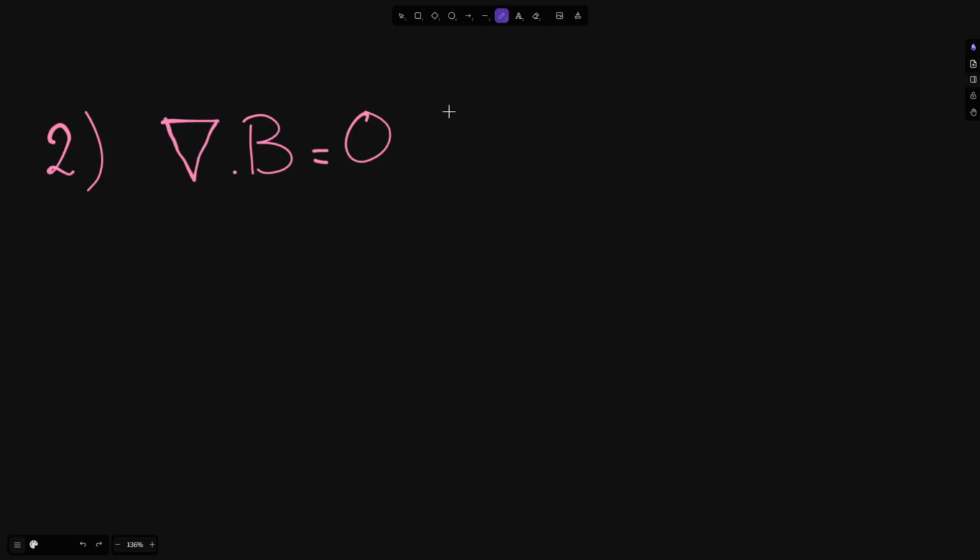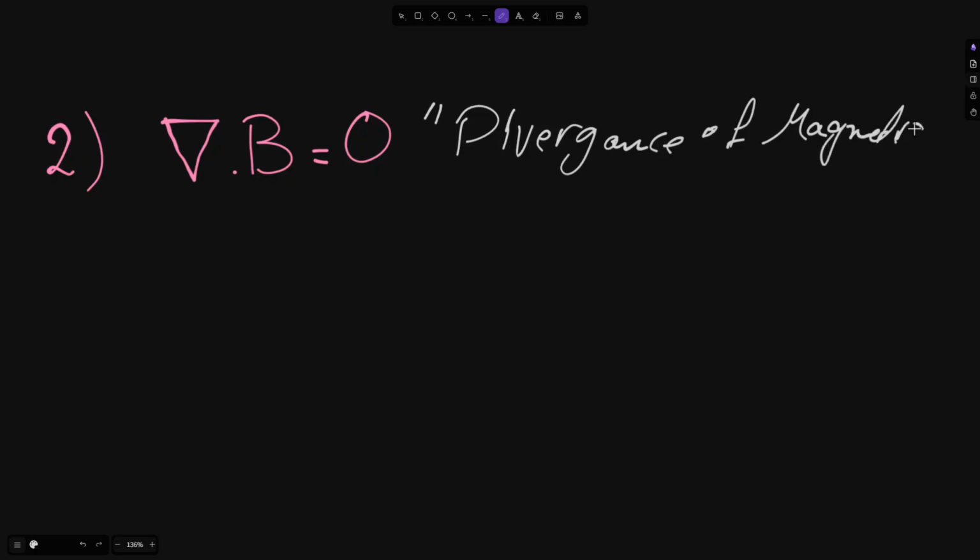Let's write it in text form. Divergence of magnetism is, let's say, an infinite loop.